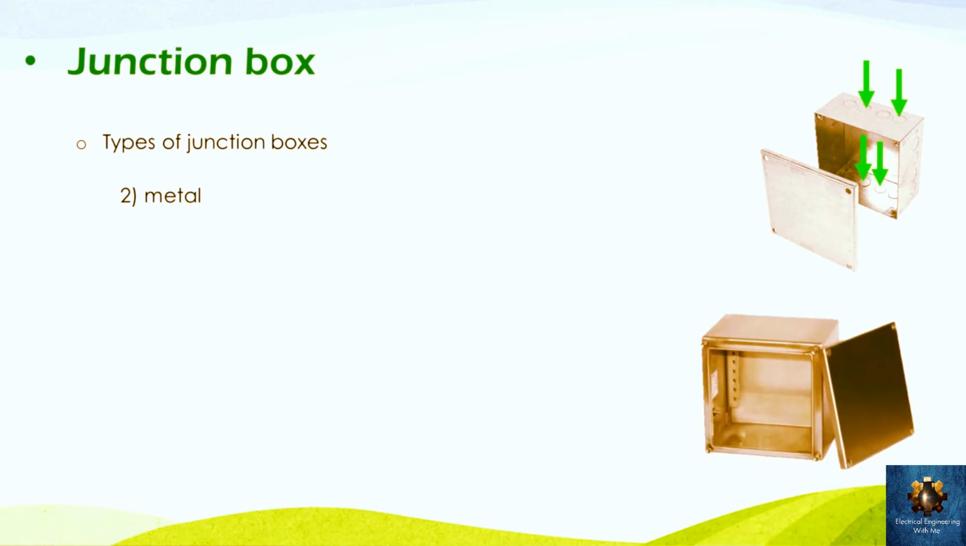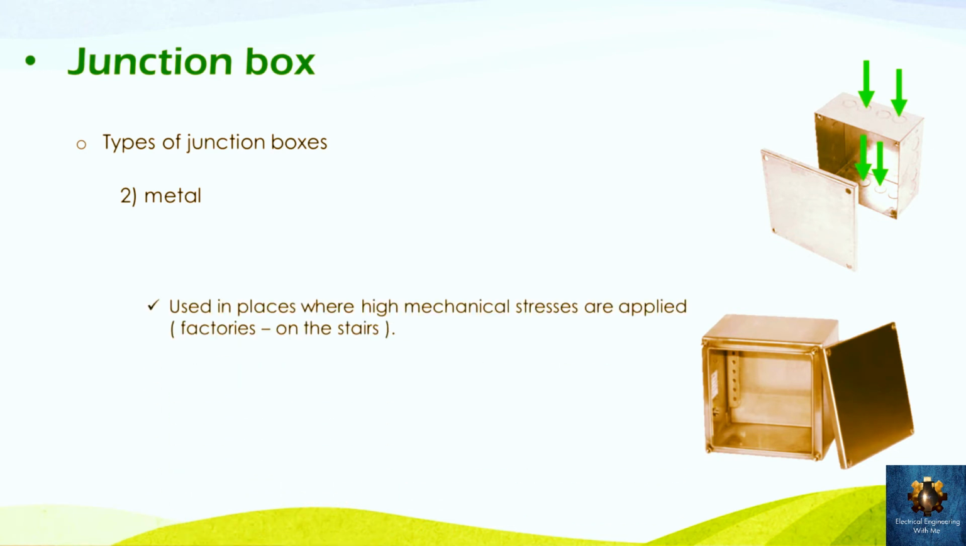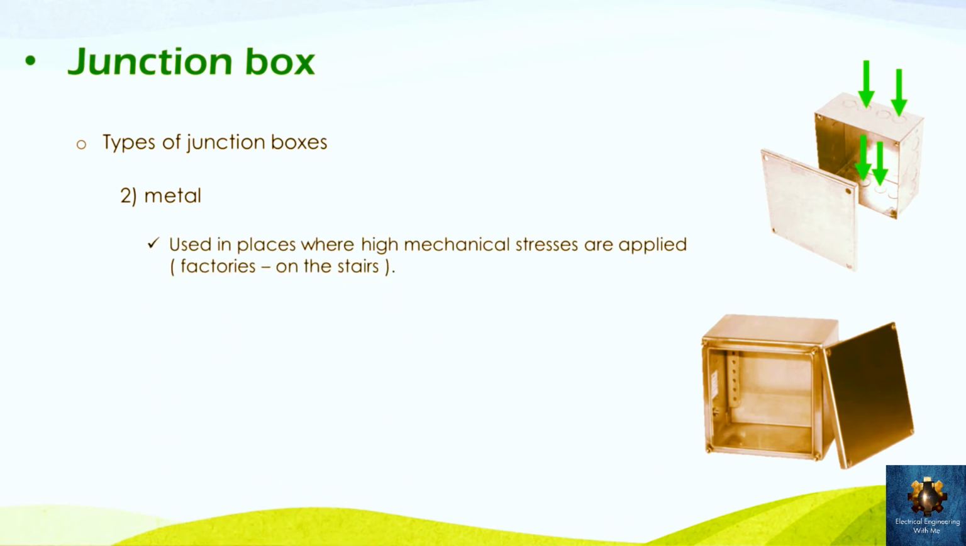And also this is another shape of the metal junction box, and it's used in places where there are high mechanical stresses, like factories or on the stairs of any building, as in those places there may be some mechanical shocks that are applied to the box due to any shock or due to any accident. Hence we use the metallic type in those applications as they withstand those shocks.